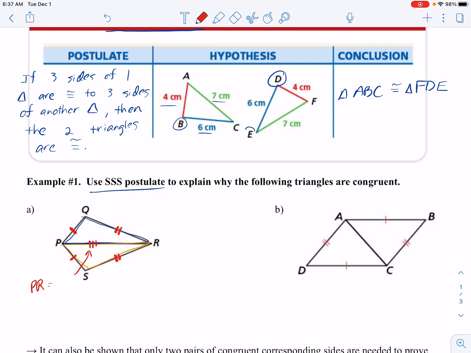PR is congruent to PR in both triangles, congruent to itself by the reflexive property. Another thing you could state here, it's a shared side in both triangles. So because it's a shared side, it has to be the same length in both. And then we could state triangle PQR is congruent to triangle PSR by side congruence postulate.